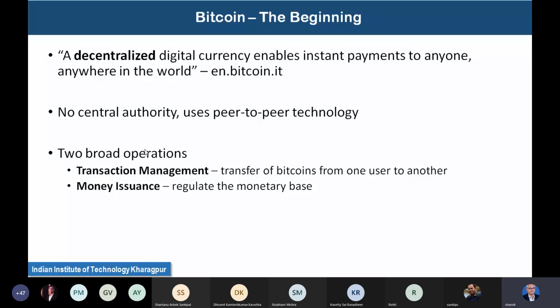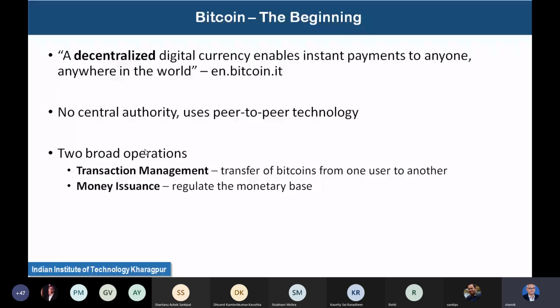So far, we have seen the technology part of it. Now we'll touch upon this notion of Bitcoin as a currency, and that will answer your question. So what is this Bitcoin? It is a so-called decentralized digital currency that enables instant payments to anyone, anywhere in the world, in an anonymous manner. There is no central authority, and it uses so-called peer-to-peer technology.